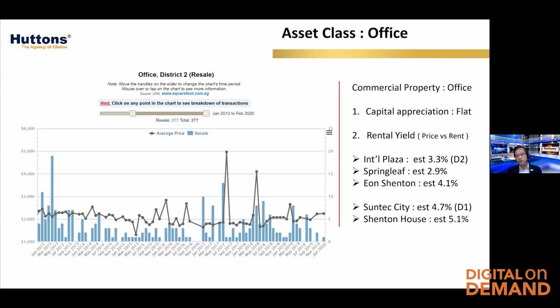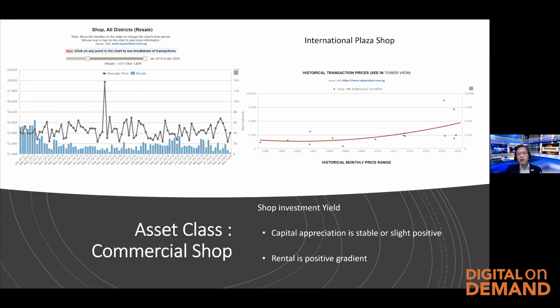And Shenton House as well, 5.1%. So these are what we are buying, and you're renting out, the kind of returns you can get. Okay, so this is the asset class. And then, of course, there's another asset class, which is the commercial shop.